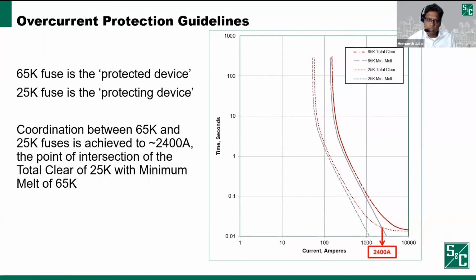So you need to make sure that you calculate the fault current at that location. And if your fault current is less than 2400 amps, you can use these 2 devices and they're properly coordinated. And when there's a fault that happens, the device will only operate which is supposed to.